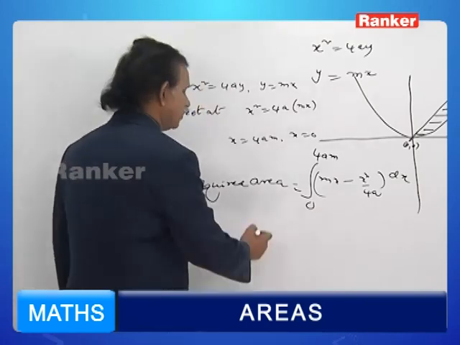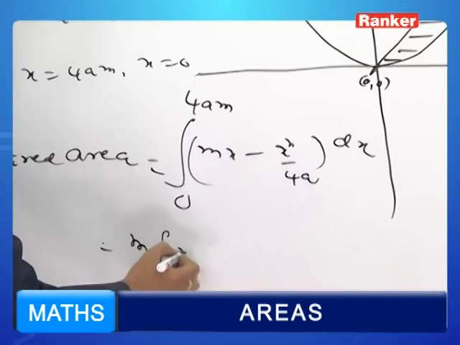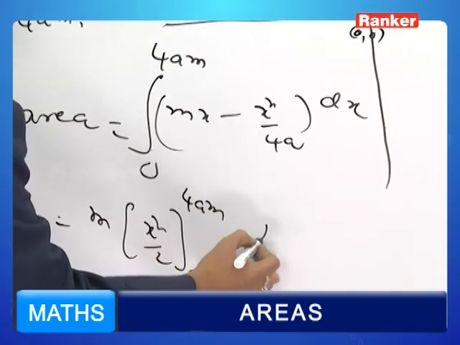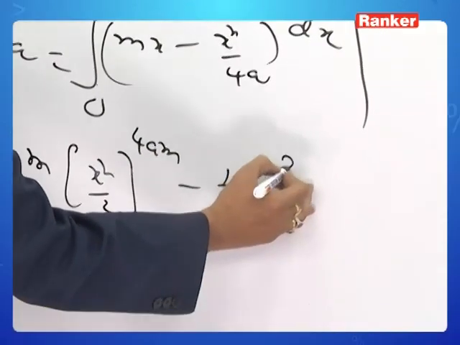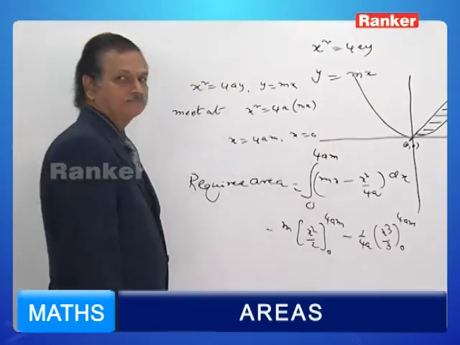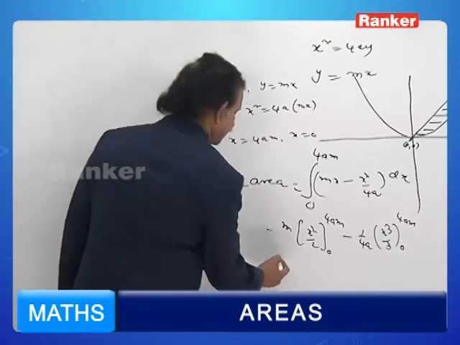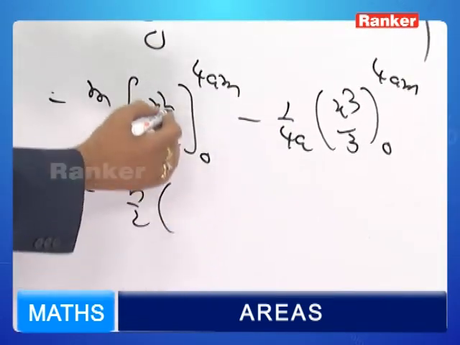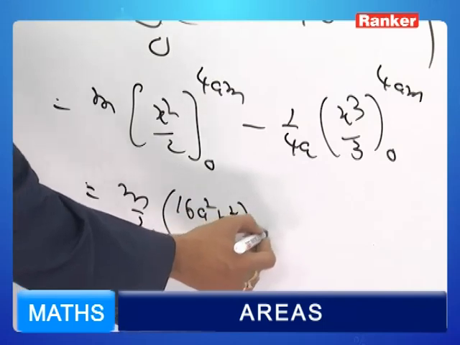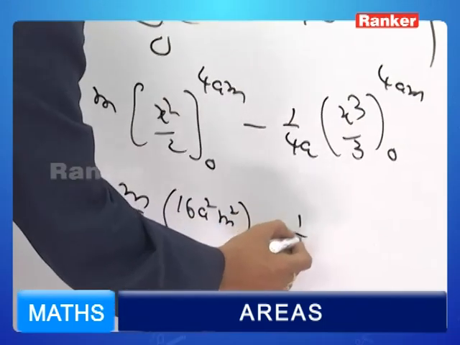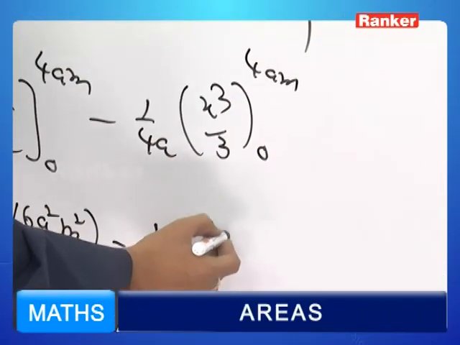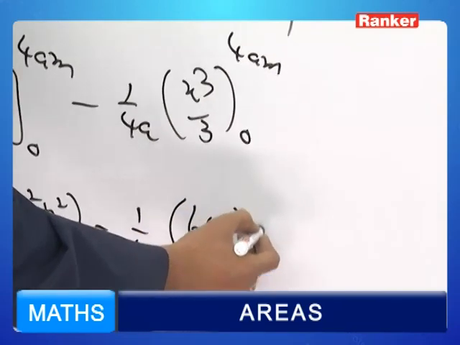It's not impossible. We can do that. This is equal to m into x square by 2 between the limits 0 to 4am minus 1 by 4a into x cube by 3 between the limits 0 to 4am. What happens? This is therefore m by 2 into 4am whole square, 16a square m square, minus 1 by 12a into 4am whole cube, 64a cube m cube.